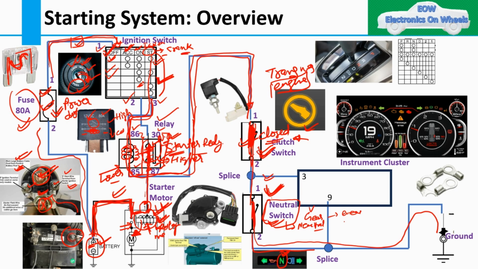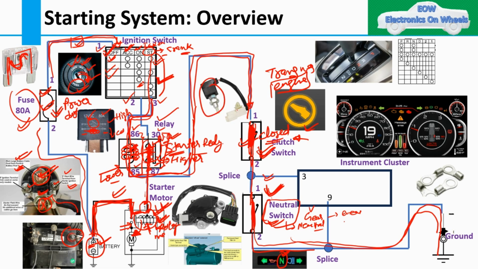Okay, so your clutch switch is closed, and the neutral switch is also closed. Then it will get the ground to here. Once it gets the ground, it will generate the magnetic field. Then this switch will be closed, and the starter motor will be started, and it will provide the revolution to the engine to start it. I hope you got my point here.